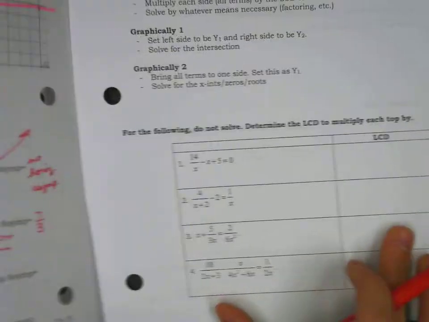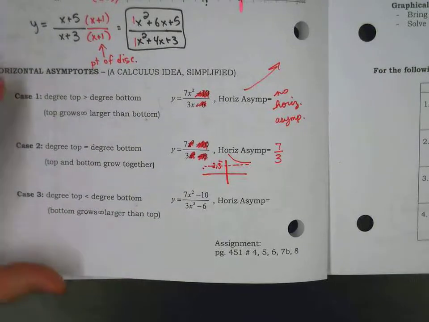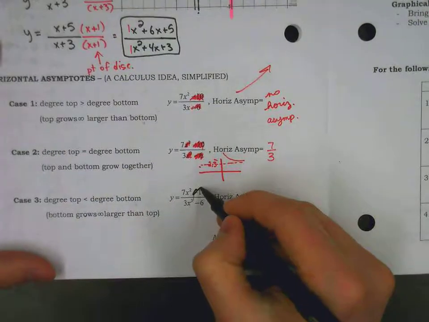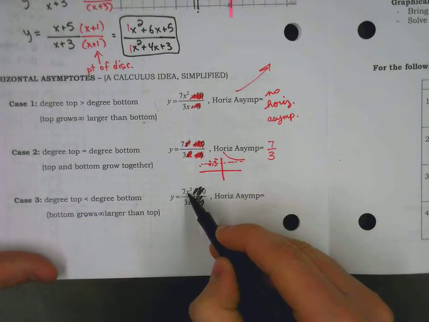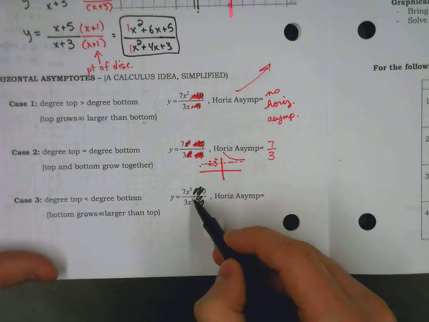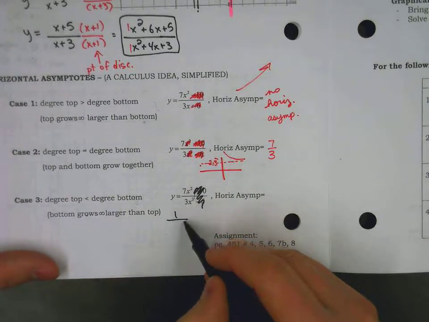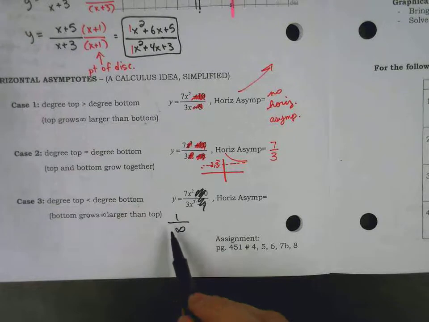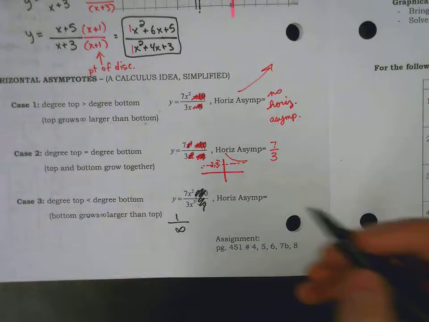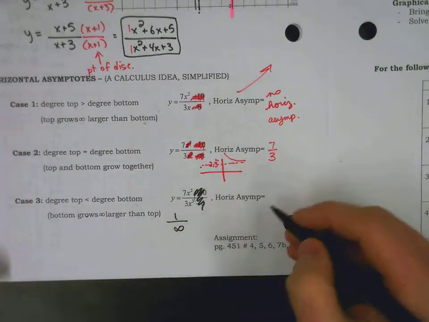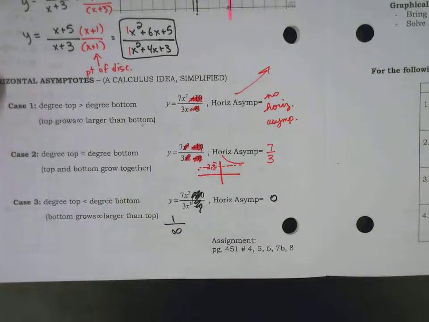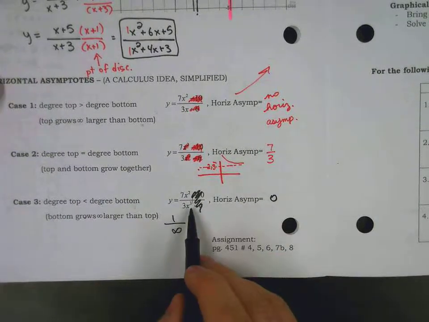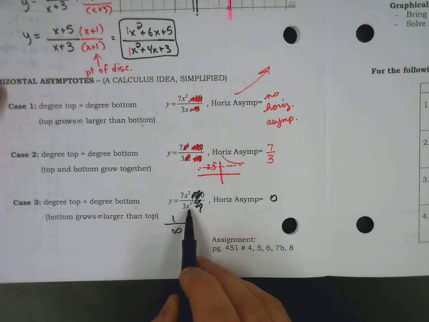So the last remaining case is, what if the top is growing slower than the bottom? A billion squared over a billion cubed. Eventually, this is going to become 1 divided by infinity. The bottom is growing infinitely larger than the top as x grows to infinity. And eventually 1 divided by the biggest number you could think of is 0. So if your bottom has a larger degree than the top, you will have a horizontal asymptote at 0.